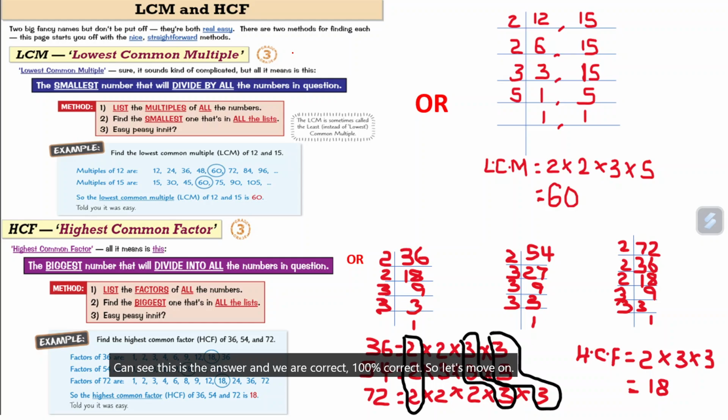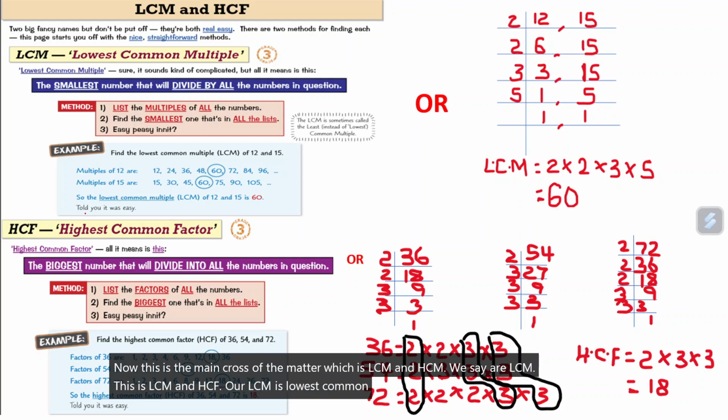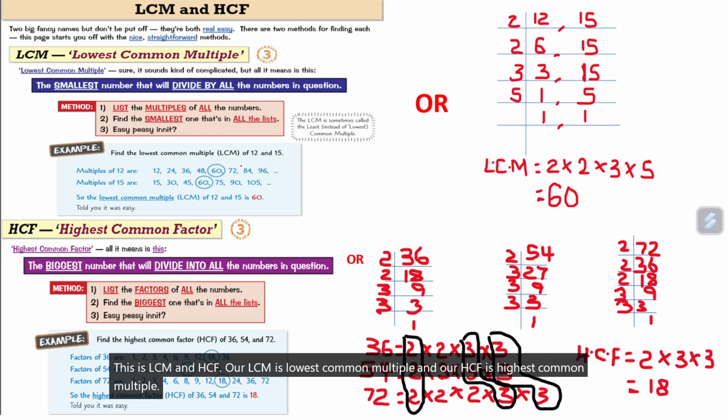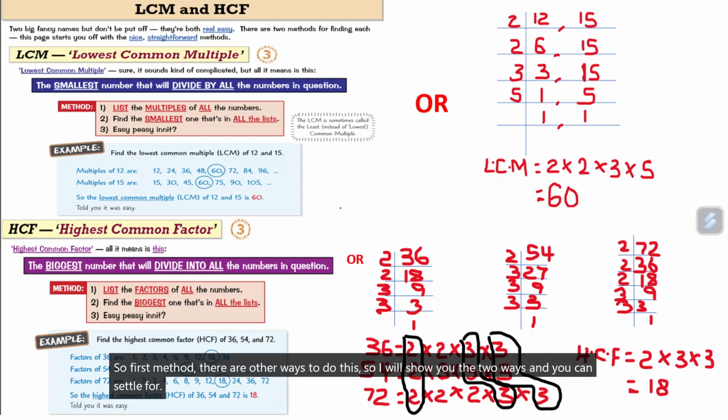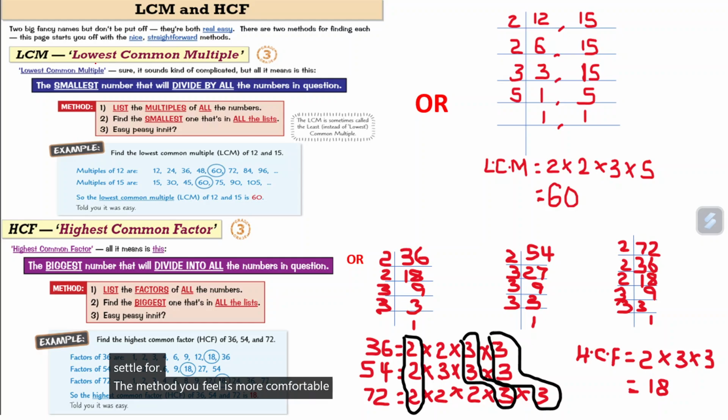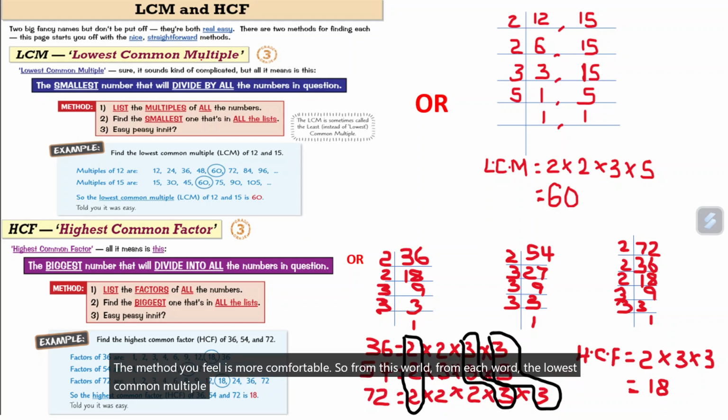Now, this is the main crux of the matter, which is LCM and HCF. Our LCM is lowest common multiple, and our HCF is highest common factor. So, first method, there are other ways to do this. I will show you the two ways, and you can settle for the method you feel is more comfortable. From each word, it's the lowest common multiple.